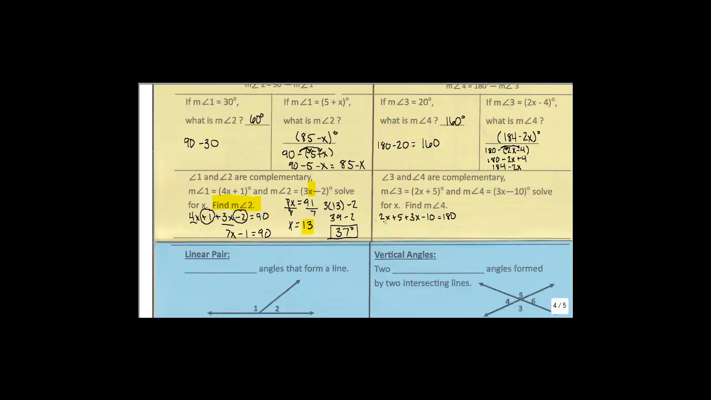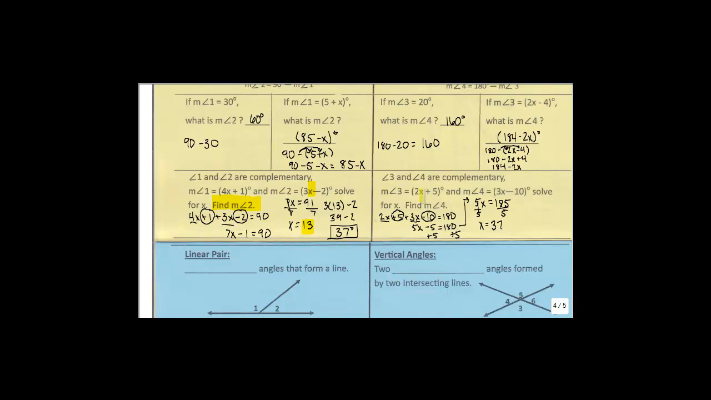Combine like terms. So 2x plus 3x is 5x, and 5 minus 10 is negative 5, equals 180. When you add 5 to both sides, you end up with 5x is equal to 185. To get this x by itself, you divide both sides by 5, and x is equal to 37.